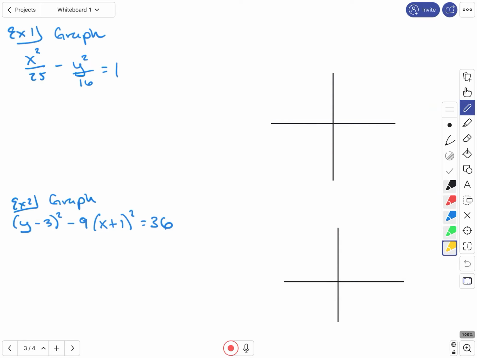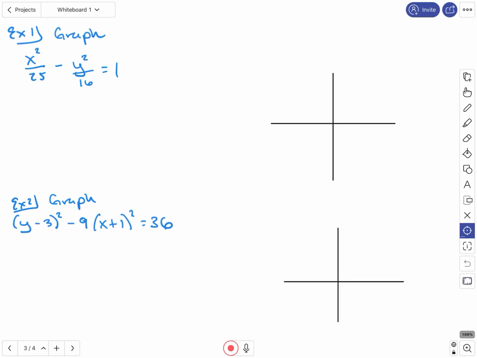Okay, let's do a couple examples. So let's work on example 1 right now. Example 1, we're going to sketch the graph of x squared over 25 minus y squared over 16 equals 1. A couple of things I want you to notice about this. For starters, it's equal to 1, so it's already in standard form. Secondly, the x is squared and the y is squared, but they're being subtracted, not added, so I can tell right away it's a hyperbola.